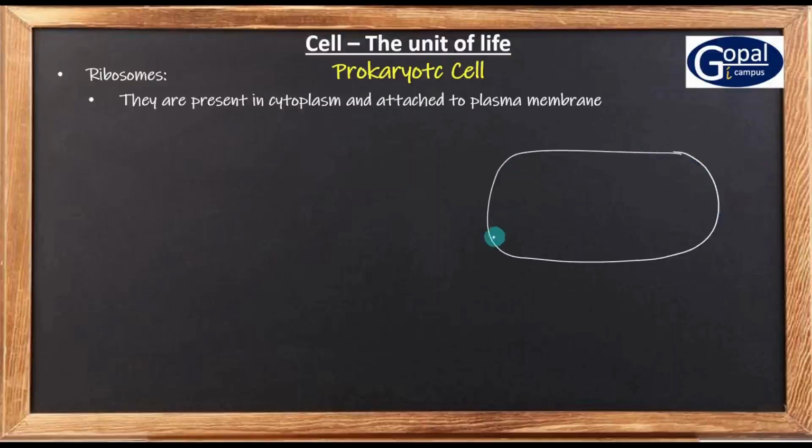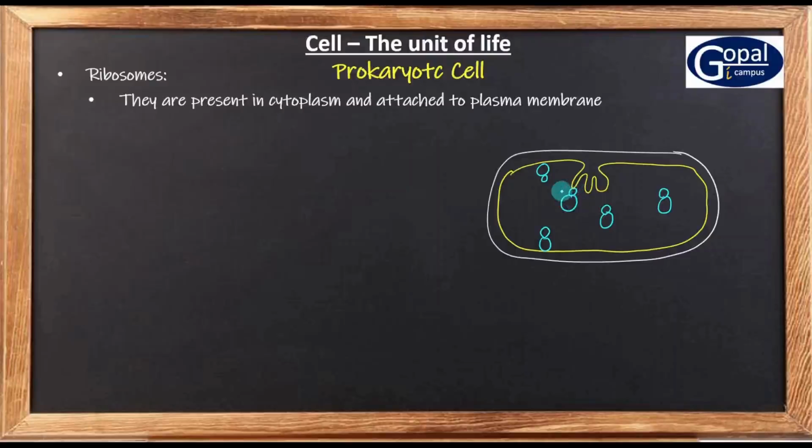Let us suppose this is the cell wall and this is the plasma membrane showing mesosomes. These ribosomes are present in the cytoplasm like this, and they are also attached to the plasma membrane like this. So they are also associated with the plasma membrane. They are called ribosomes.